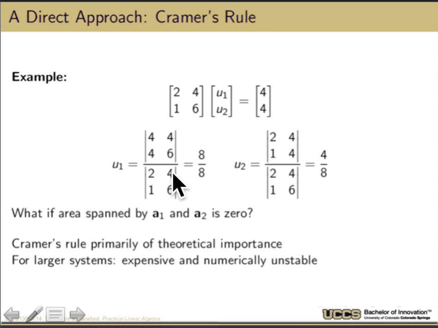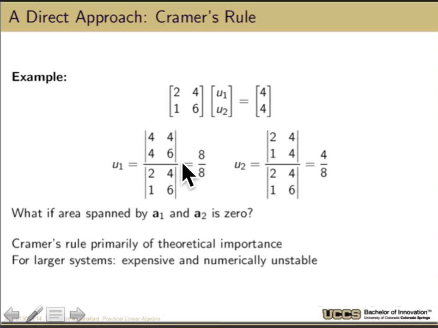The determinant on the bottom is A1, A2, and the determinant of that is 8. So I get U1 is 8 over 8. For U2, I take the determinant of A1 and B and the determinant of A1, A2, and I get 4 over 8. So that tells me that U1 equals 1, U2 equals 1/2, which we've already seen works out to be the right answer. But this also shows you some problems.